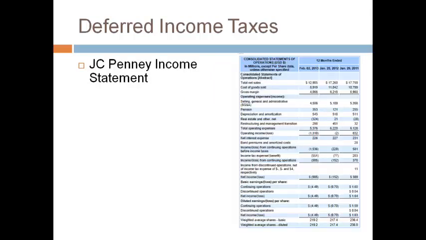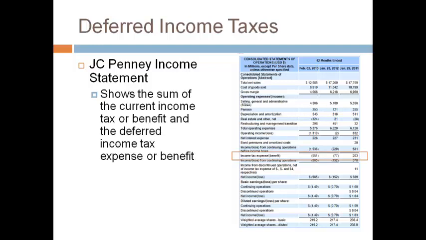Take a look at the income statement for JCPenney and identify the line items related to income taxes. The line will be the income tax expense. Income tax expense is sometimes called provision for income taxes. Income tax expense includes the portion that must be paid in the current year and the portion that will be paid in future periods.